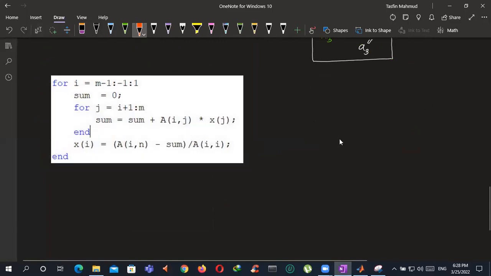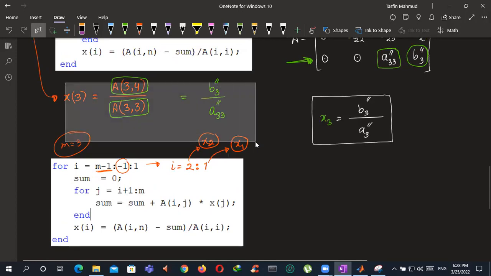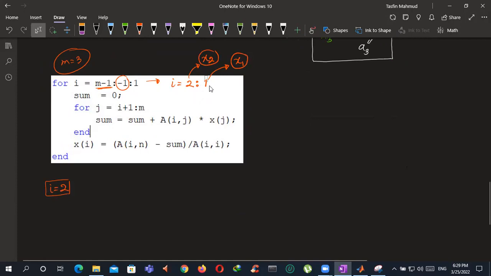So as the value of m is 3, this loop will run for I equals m minus 1. It will start iterating from 2, and we will decrement by 1 and reach the value 1. So first of all, the value of I would be 2, and when the value of I is 2, we will calculate the value of x2, and when the value of I becomes 1, we will calculate x1. We have already calculated x3.